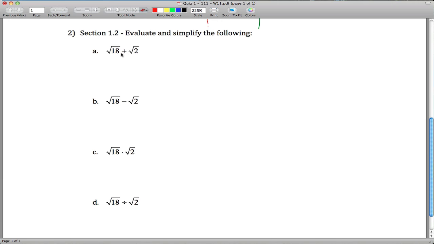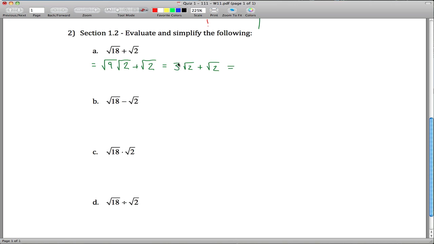In fact, there's not a whole lot we can do with adding square roots together unless they're the same square root. And so you're like, all right, 18 and 2 aren't the same. And I'm like, yeah, but you can think of that 18 as the square root of 9 times the square root of 2. And what's nice about this is the square root of 9 is just 3. So really, this is just equal to 3 root 2 plus root 2.